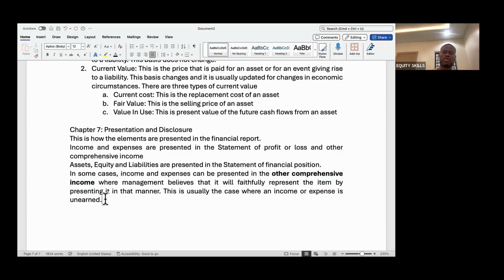And with regards to presentation, we would still talk about aggregation, trying to not present too many details in the reports. Though we have IFRS 18 and IAS 1 gives us a template where you will not just present unnecessary details in the account. So chapter 7 speaks on all of those things.